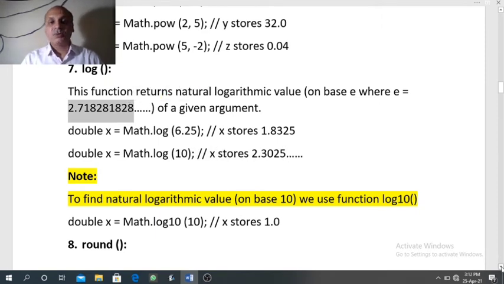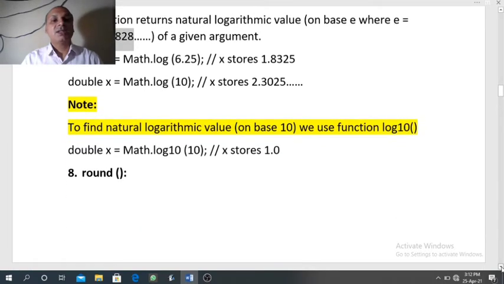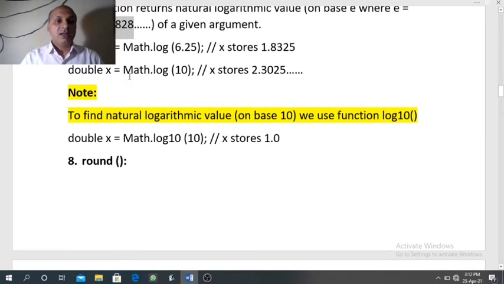In case you want to find the log on base 10, then instead of log we will use log10. So I have used the same example as above, only I have used log10 as the change. Now this function math.log10 with argument 10 will calculate the log 10 value on base 10. So that is 1.0 that you have studied.